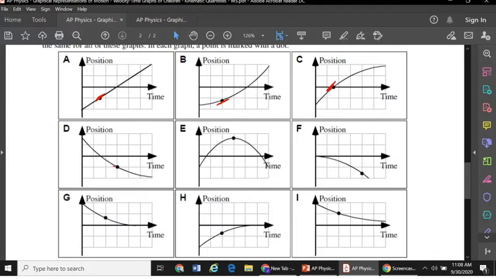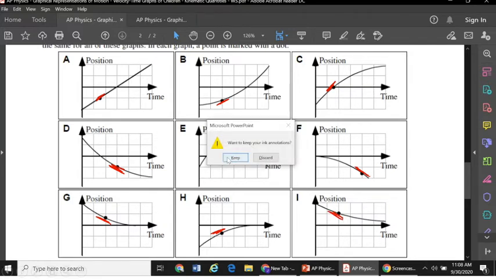For D, it's going to look something like that. Again, a sketch here is really all we care about. For E, it's going to look something like that. For F, something like that. For G, a little something like that. For H, like that. And for I, like that. I'm going to keep these so we can revisit them later.